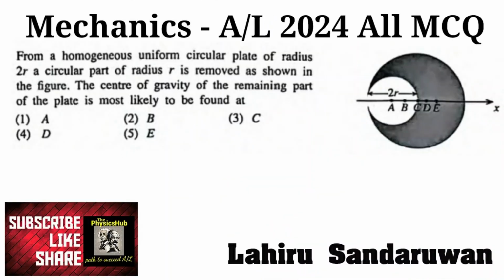Question number 6. From a homogeneous uniform circular plate of radius 2r, a circular part of radius r is removed as shown in the figure. The center of gravity of the remaining part of the plate is most likely to be found at.